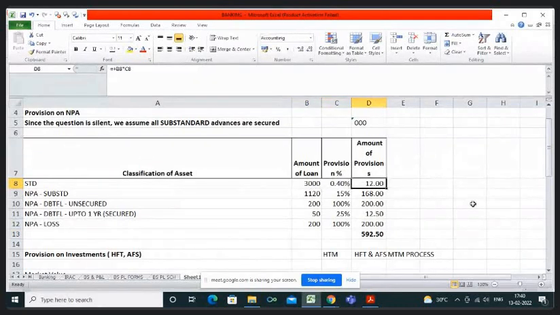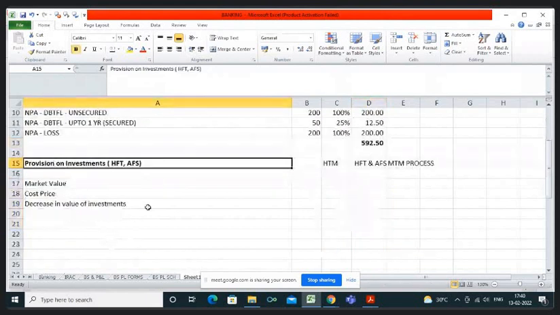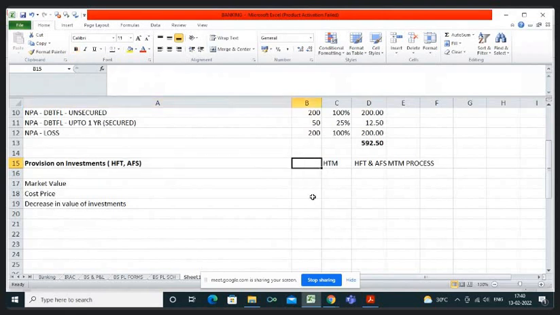So you have to multiply individually this amount and provision percentage, then we will get the provision. If you add them all up, you will get the total provisions to be made, 592.50 thousands. So total provision is 592.50 thousands. Then we have to make provision for investments also. Why? HFT and AFS should be valued at market price, HTM at cost price. So now we have to see what is the proportion of HFT, AFS and how much is HTM.